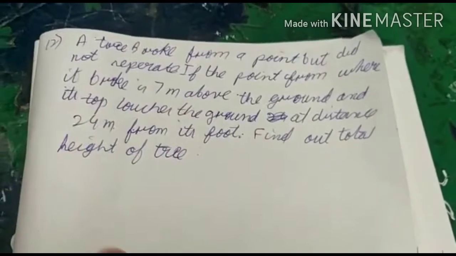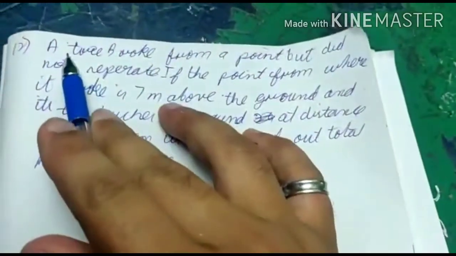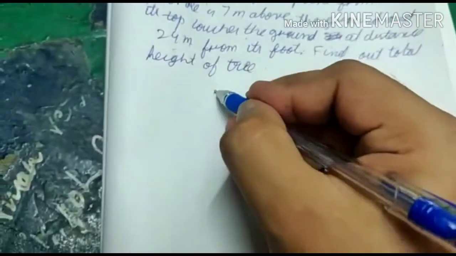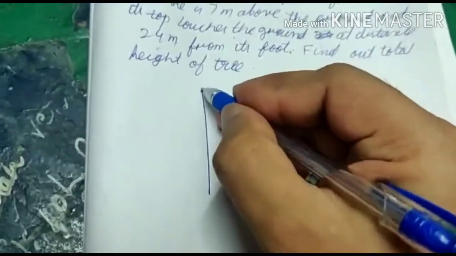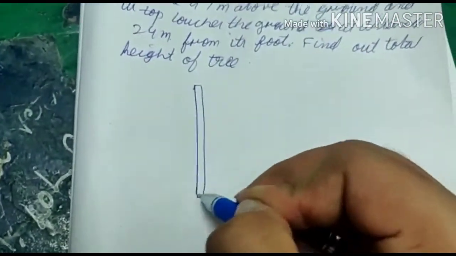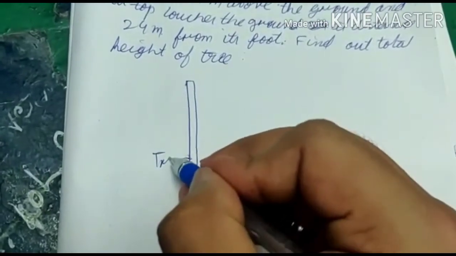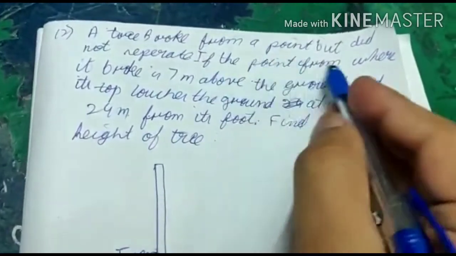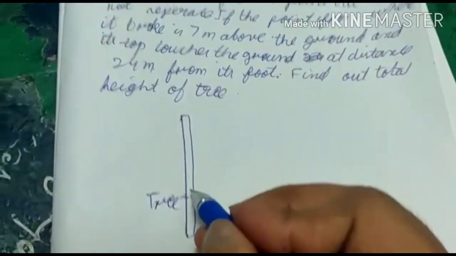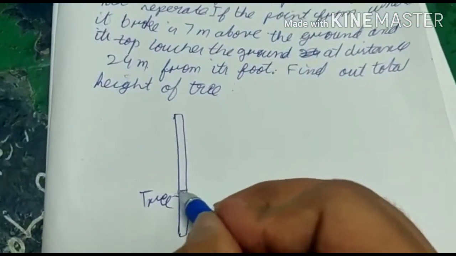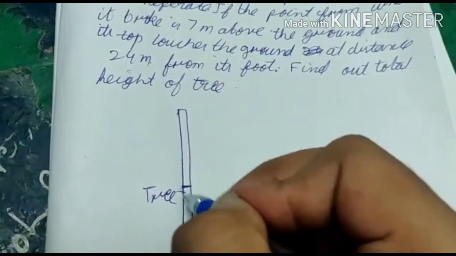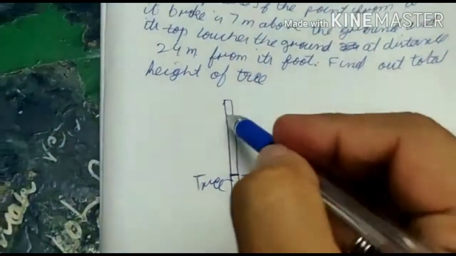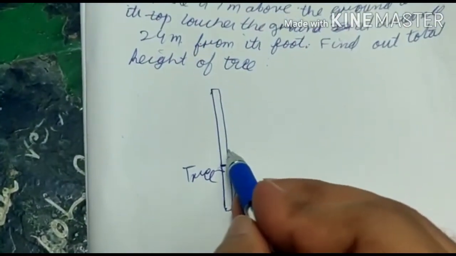Our next question here is question number 12. A tree broke from a point but did not separate. Like there was a tree. Look, this is the tree. Okay, it broke from a point. The point from where it broke is 7 meter above. Look, it broke from this point. This is 7 meters. And when it broke, it fell here.